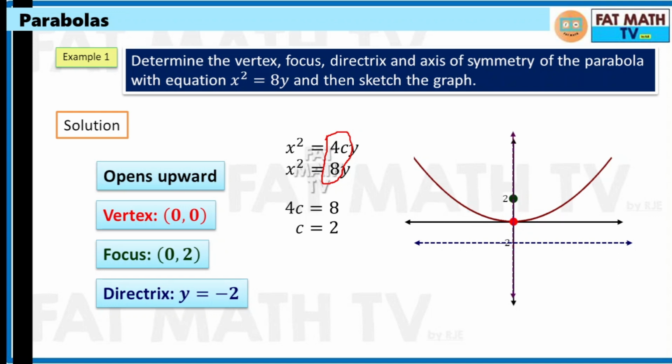And then for the axis of symmetry, it passes through the vertex perpendicular to the directrix. So it is this line, the purple one. And its equation is x equals 0, or that is simply the y-axis. The equation of the y-axis is x equals 0.